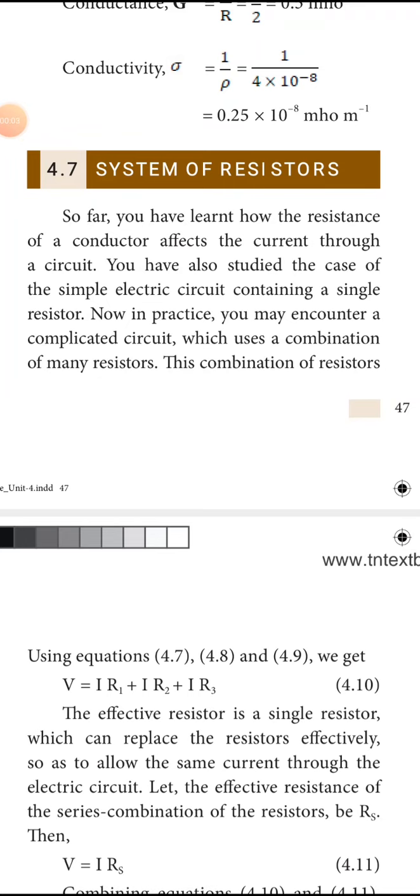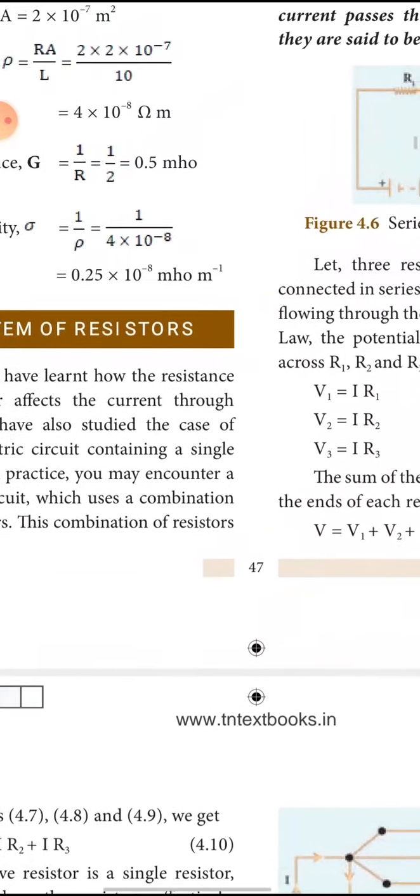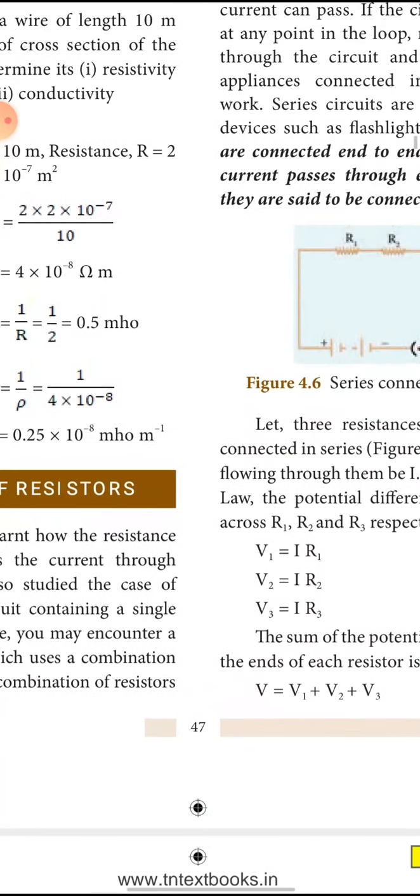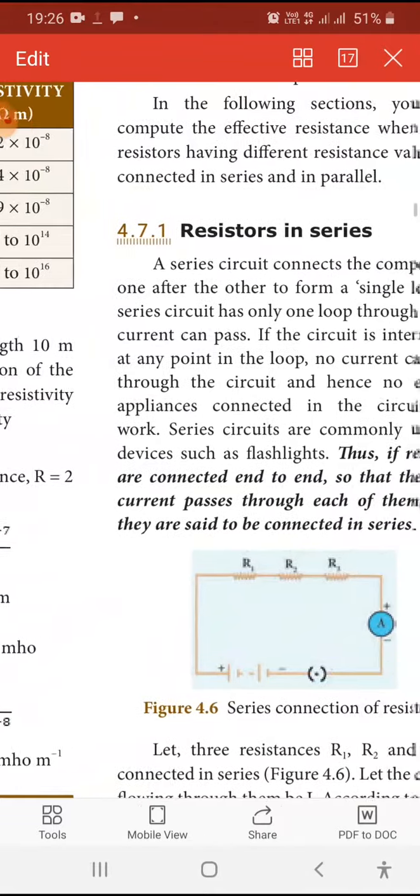Now let us see the system of resistors. So far we have studied resistance and conductance, and how they affect a simple electrical circuit. Whatever the circuit, it should have some resistance and a conductor. The conductor helps the charges to flow, and the resistance opposes how much charge can flow. So we have the equation V is equal to IR by Ohm's law.